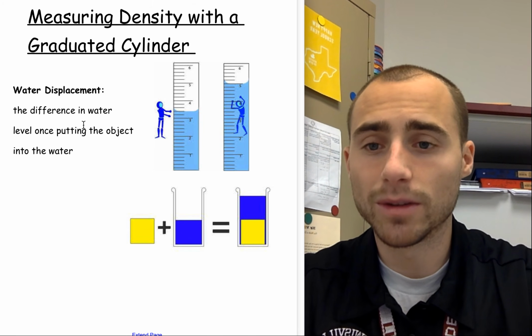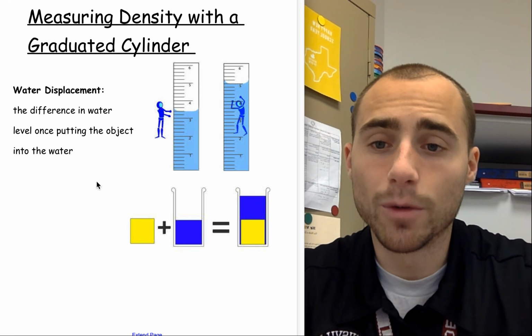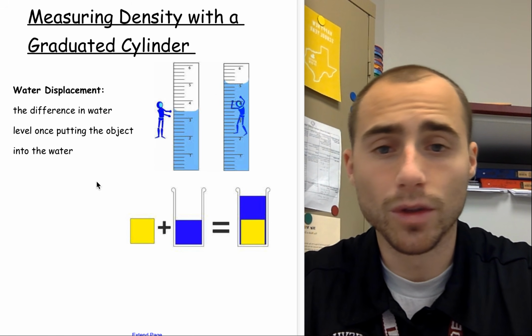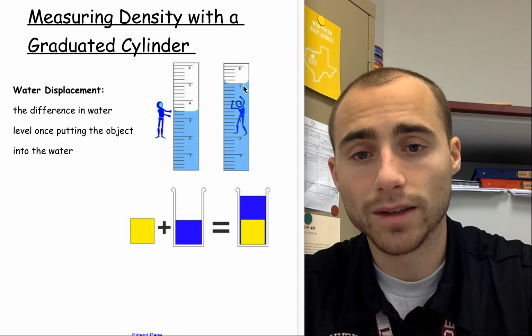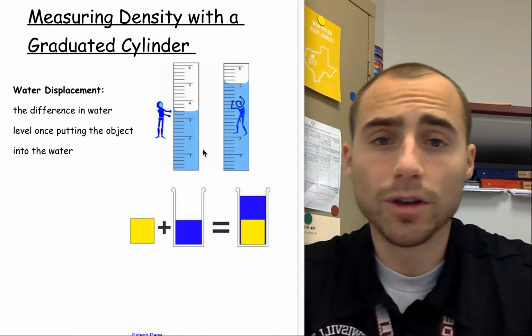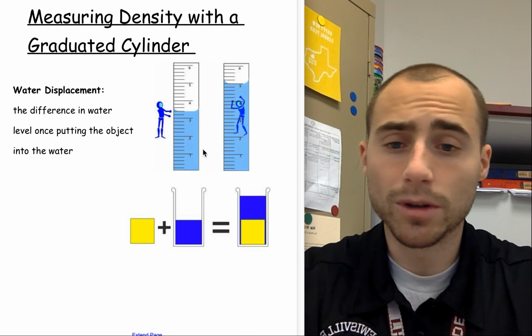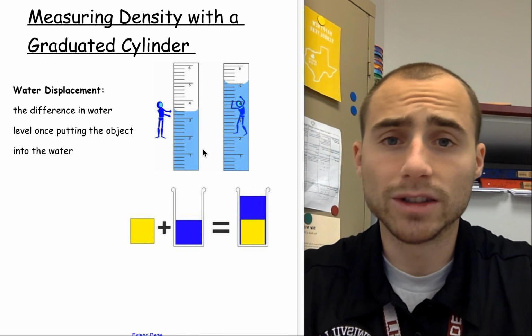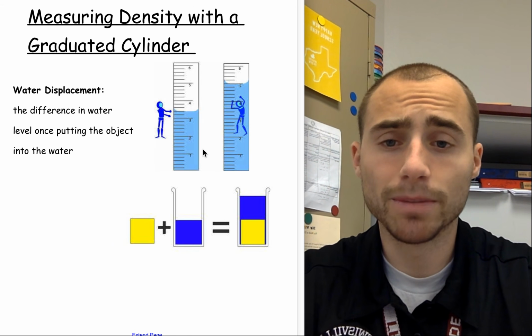So water displacement is just a difference in water level once you put the object into the water. So you can see that here, how it rises up. You just do 5 minus 3.4. So that is how you measure density with a graduated cylinder. We'll do that a few times throughout the semester. It'll be better when you can actually see it in person.